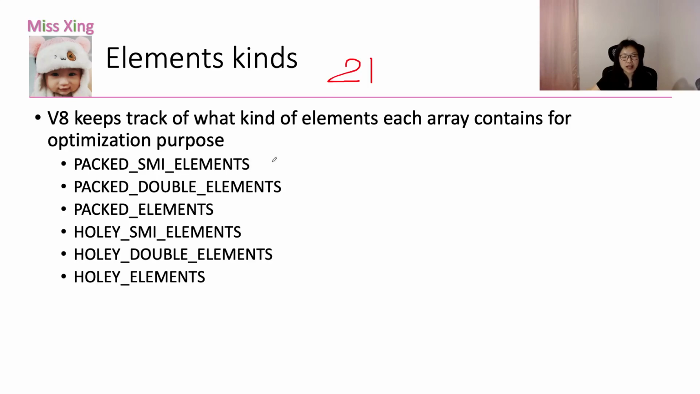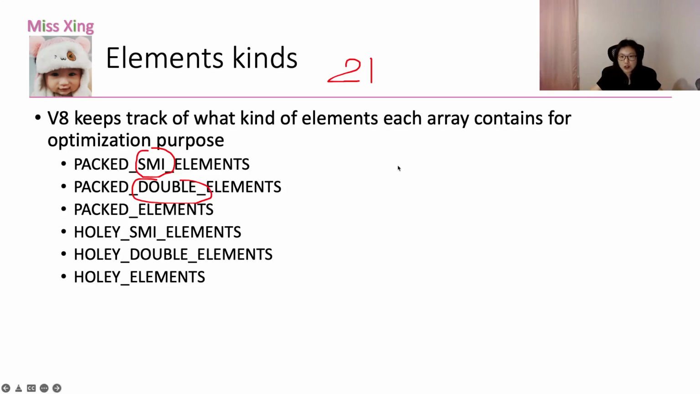Those are packed SMI elements, packed double elements, packed elements, Holey SMI, Holey double, and Holey elements. I will explain the first ones. SMI stands for small integers, and those integers use 32 bits to represent, like 0, 1, 2, 3, 4. Double is for those floating point elements.